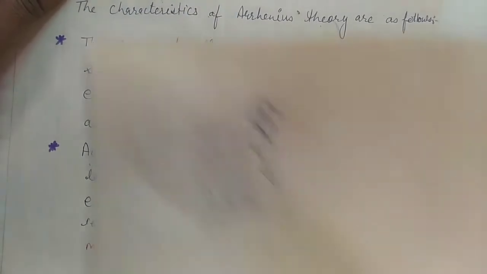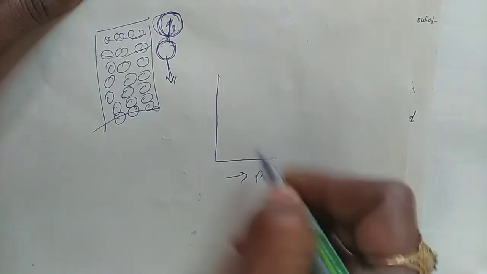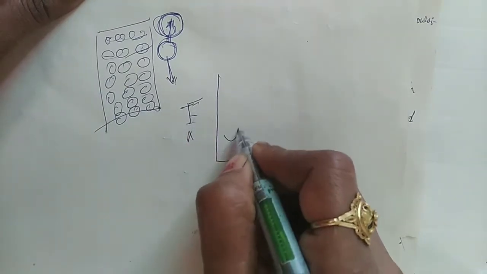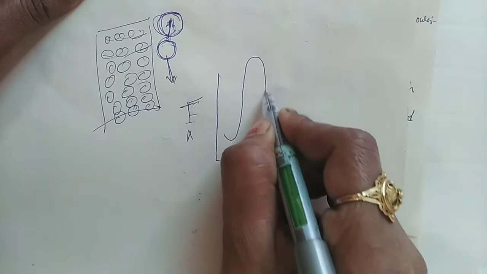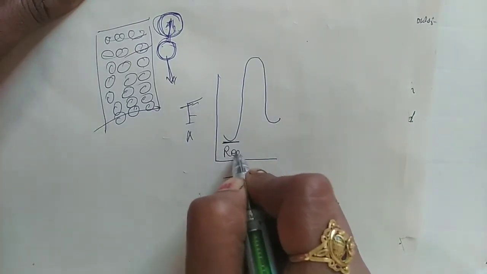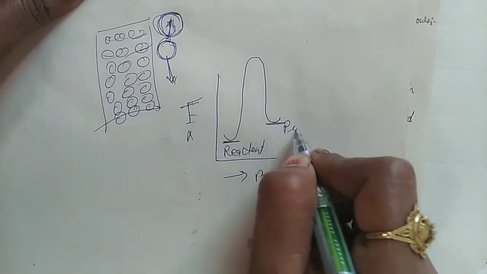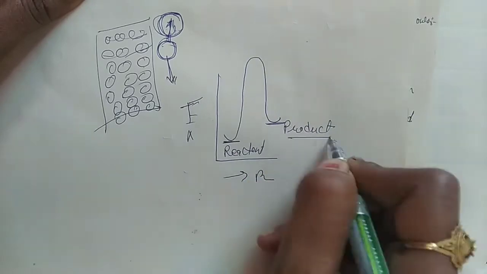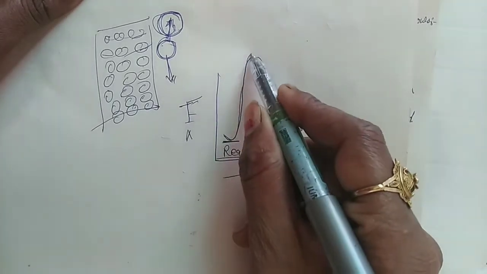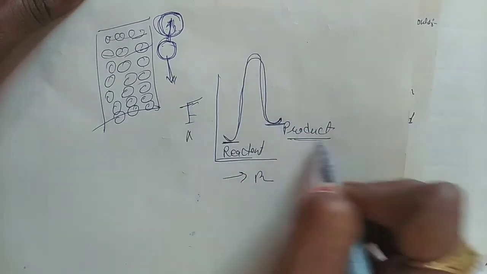What is its meaning? See, it is a graph between reaction coordinates and energy. Suppose this is the graph. This is the energy level of the reactants, and this is the energy level of the product. And this is the path of reaction by which the reaction will take place and make the product.